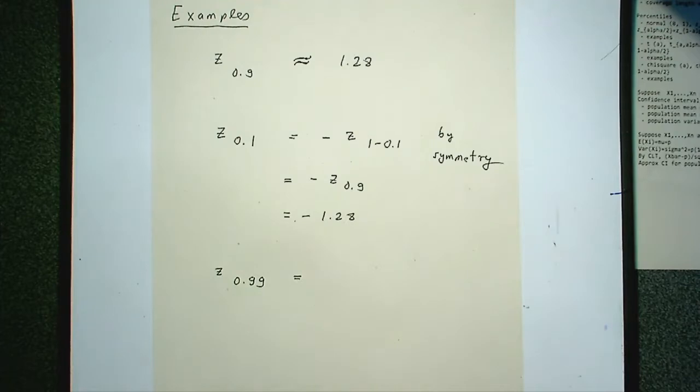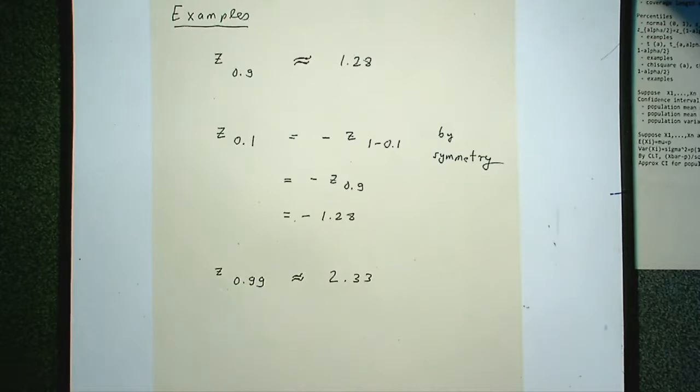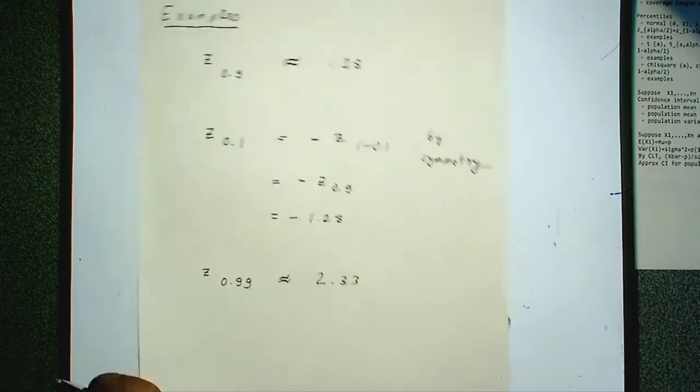And another example, let's say, is z 0.99. If you want to read that, you look for 0.99, and the closest you can get is this one here. So the corresponding value is 2.33. So it's approximately 2.33. All right, so this is how you will read the percentiles or the quantiles of a standard normal variable. Just use the tables, okay? I know it sounds like something you've done in your early years.